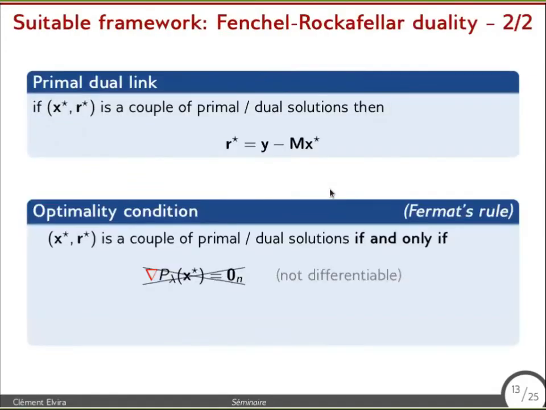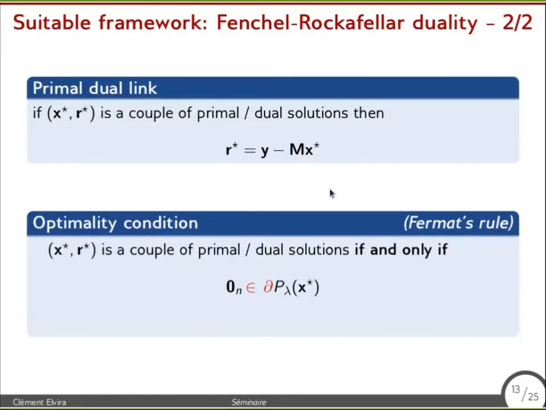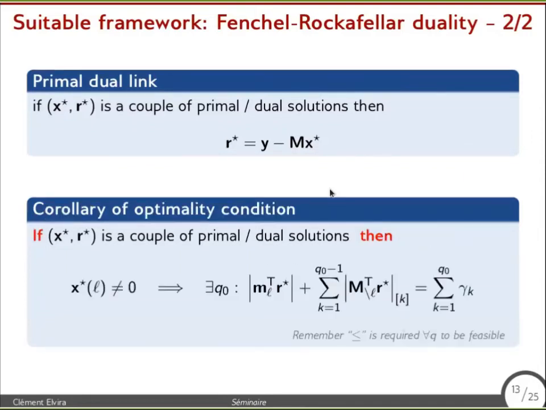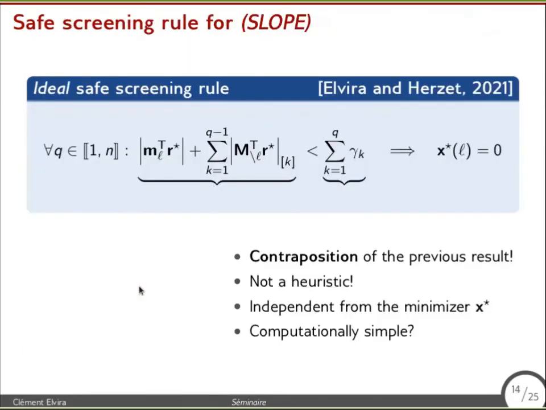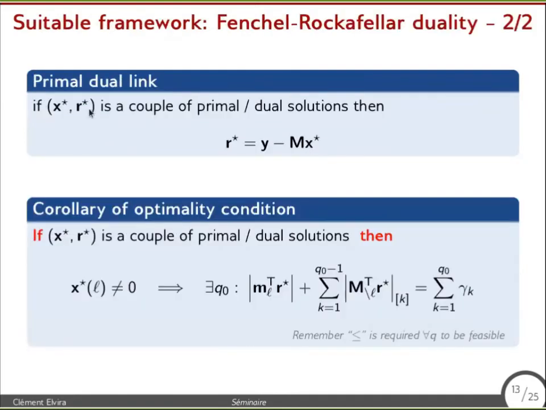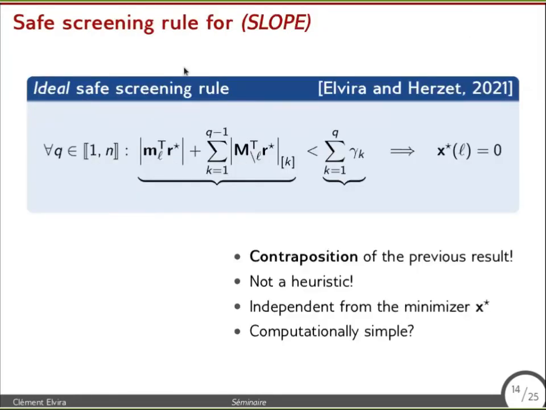Okay, and we can generalize that if I have more columns in my dictionary. So this is a sufficient condition, and in fact, if I take the contraposition of this result, I end up with, if some kind of condition is satisfied, then necessarily X star will be 0. So this is the rationale of our screening test.